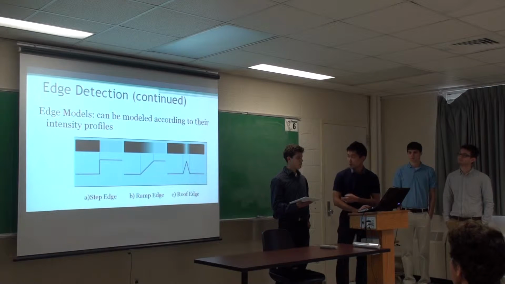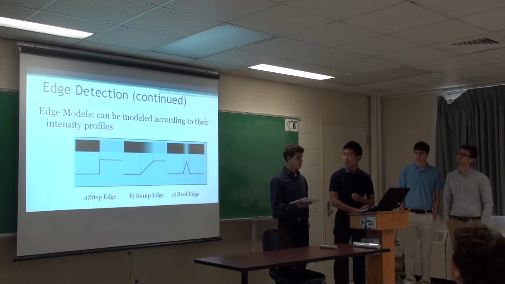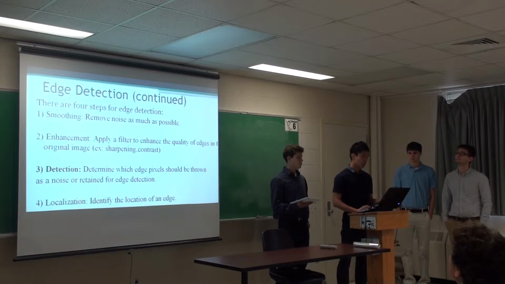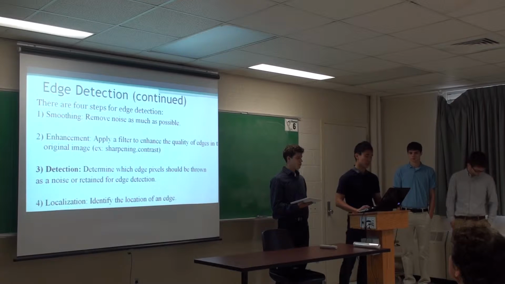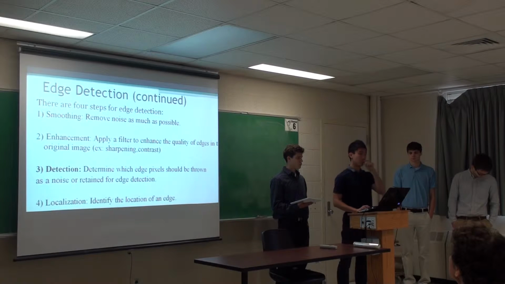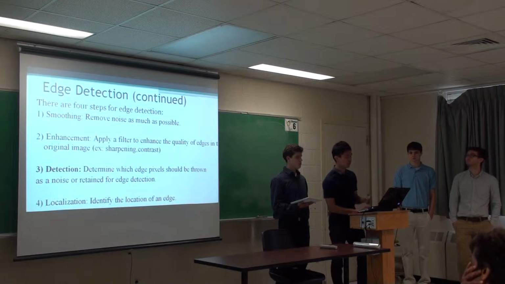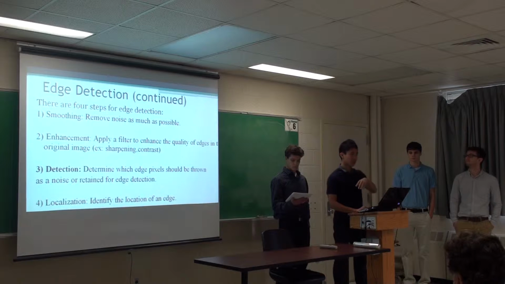These are the edge models, three main ones, from left to right: step edge, ramp edge, and roof edge. Pretty much detection will be based on the grayscale from 0 to 256, I believe. And then it further breaks down into 4 steps. You first start with smoothing. You remove any noise that can happen when you convert from analog with the original image, and then you load it up to the computer.